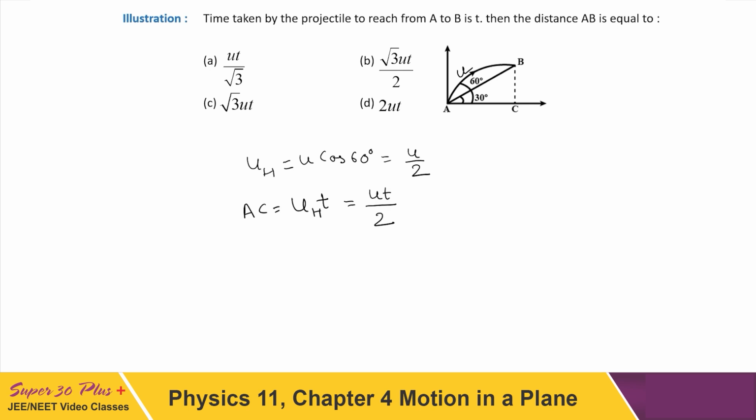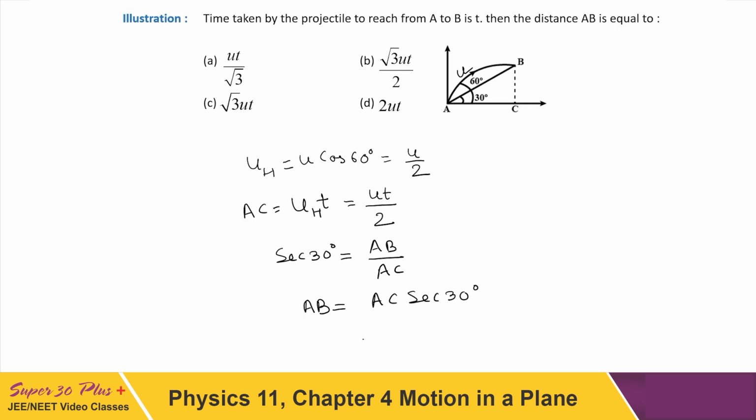From geometry, we can now see the relation between AB and AC. If we write sec 30 degrees, that can be written as AB upon AC. So from here we can write the value of AB, which will be equal to AC into sec 30 degrees.